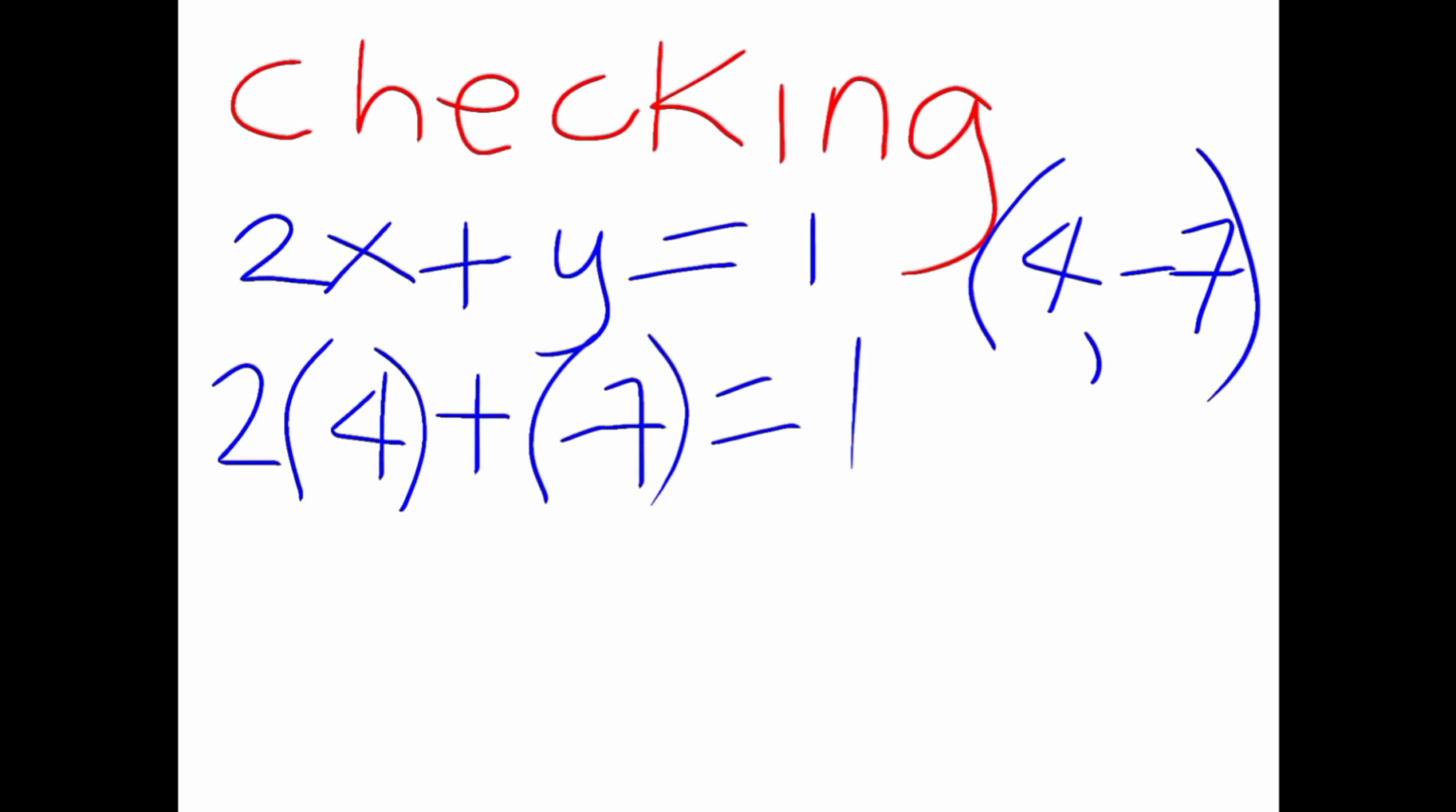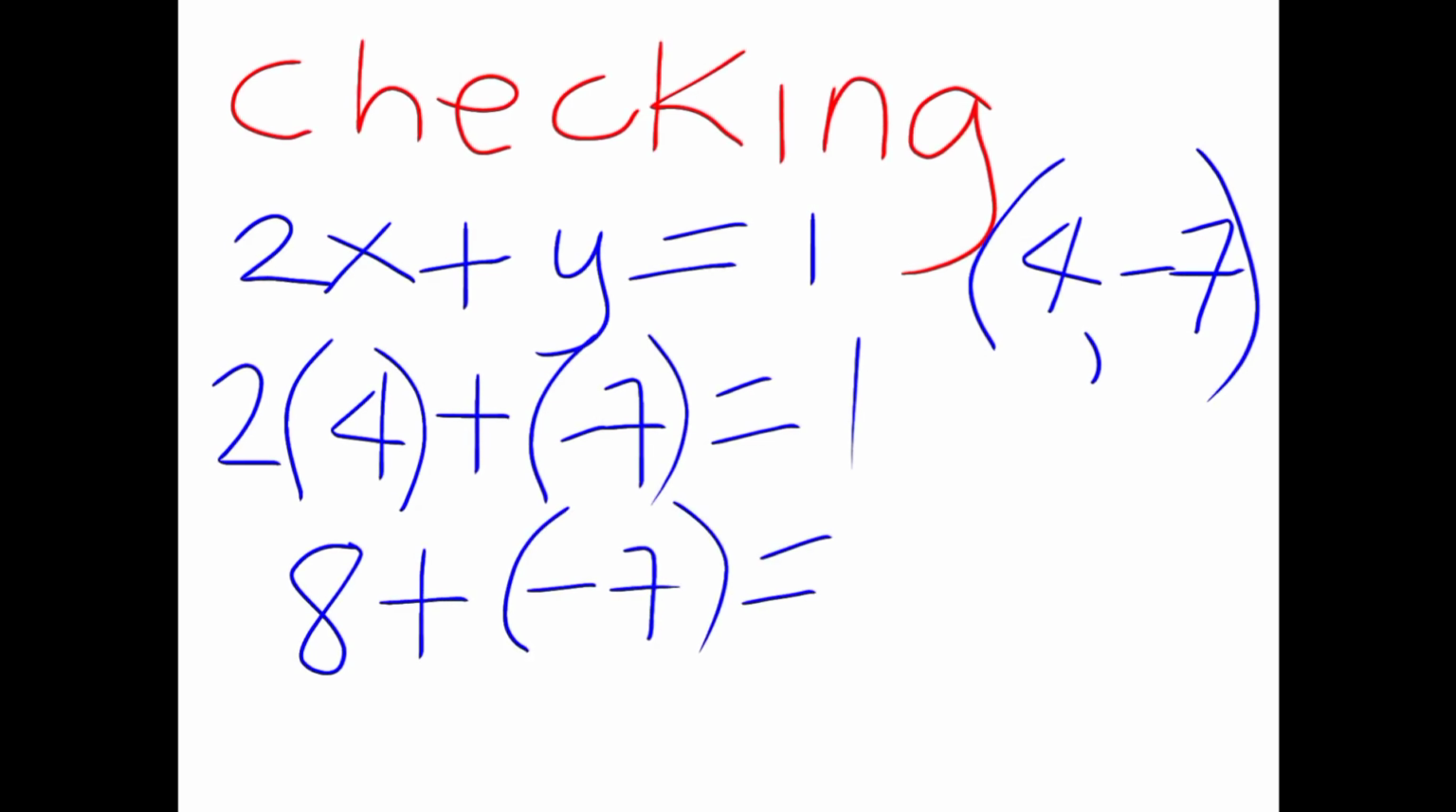So 2 times the value of x, which is 4, plus the value of y, which is negative 7, should equal 1. What is 2 times 4? That is 8 plus negative 7 equals 1. What is 8 plus negative 7? Obviously, that is positive 1. So 1 is equal to 1. That makes it true. So our answer for negative 7 is correct. That's how to check the solutions of linear equations.